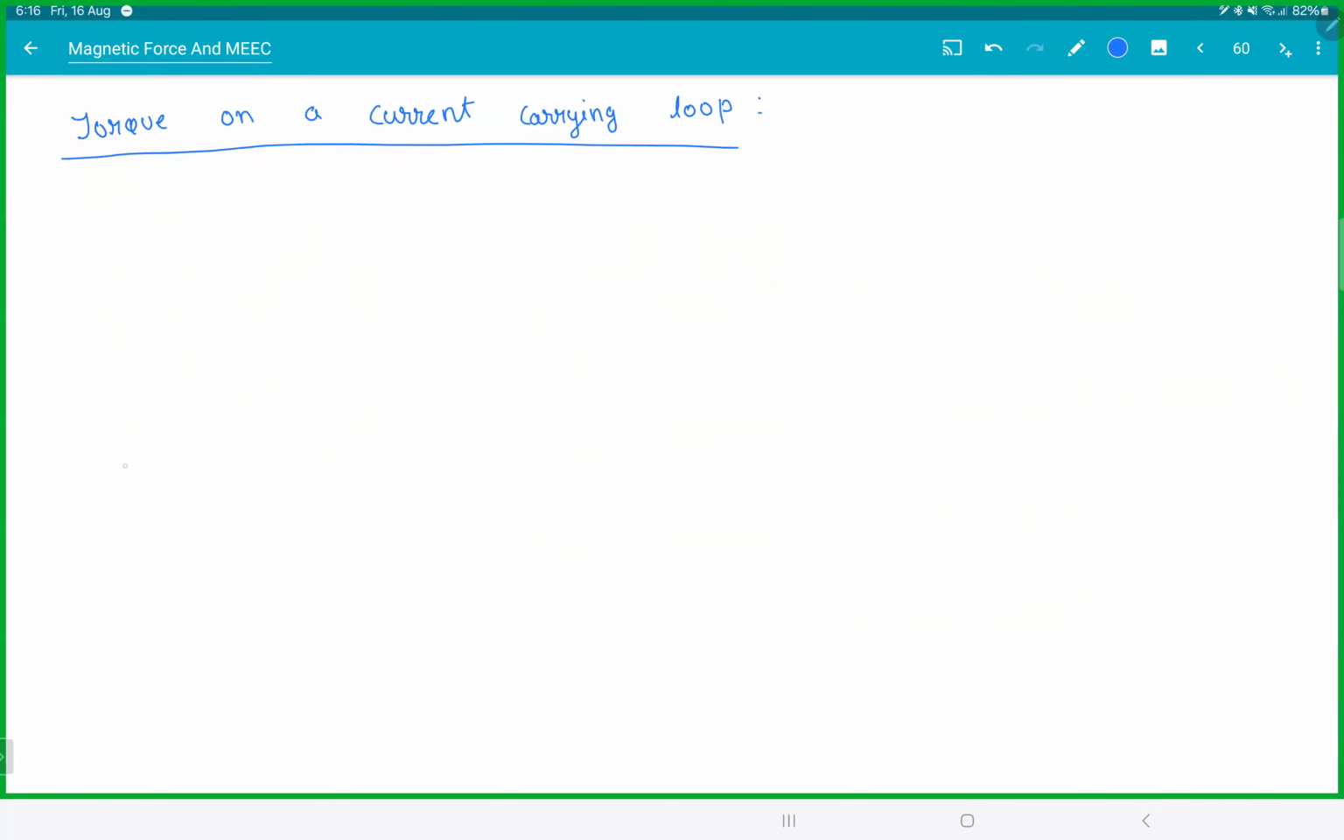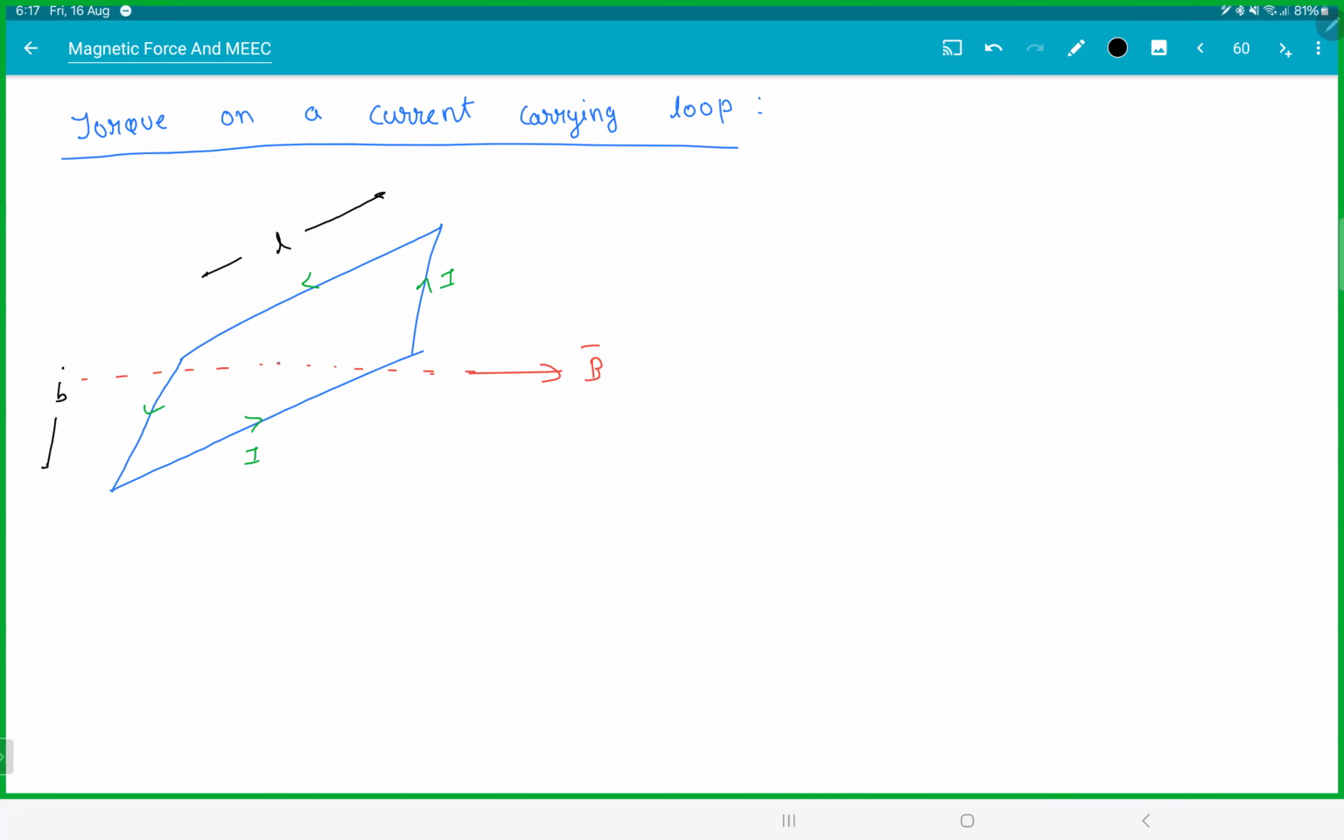Anyways, next thing. Now, if you have a force, you'll also have a torque. So let's say we take a rectangle here. This is your B bar. And let's say current I is flowing through this loop. Let the length of this thing be L. Let the breadth be B. So this is a rectangular current carrying coil.